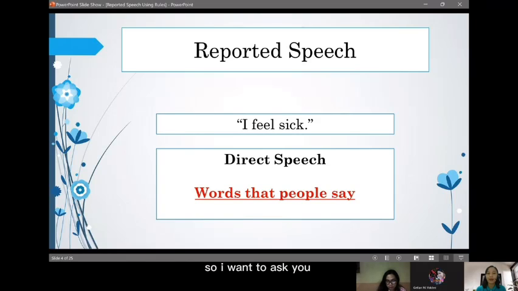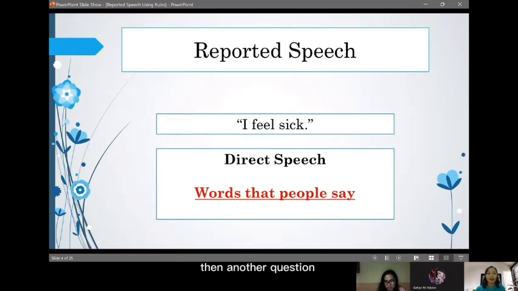So I want to ask you, what is the main verb of this direct speech? Anyone? Yes, Lois? It's feel, ma'am, the verb? Yes. Okay. Lois is right. The main verb here is the verb to feel.